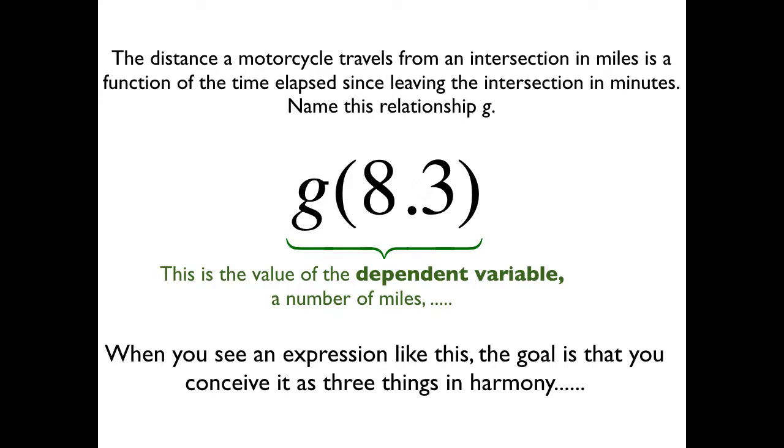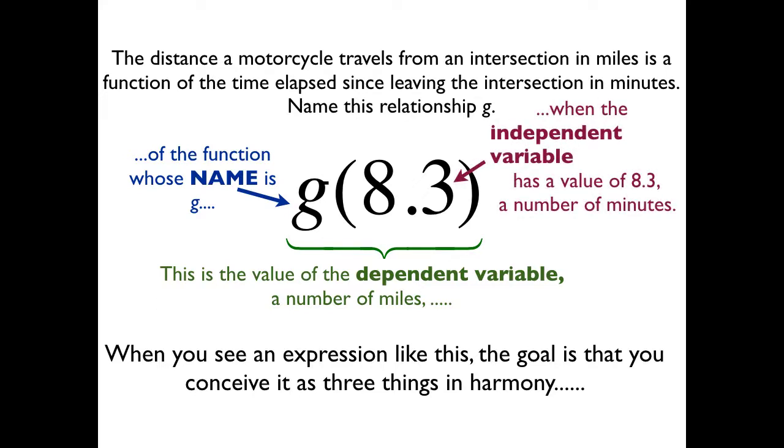If you want to think like order of operations, what comes first? Stuff inside the parentheses. What happens later? What we get as a result of that. So I knew the 8.3 first, and that caused G of 8.3 to happen, if you want to think of it like a procedure. G of 8.3 would be a number of miles, specifically a number of miles that we determine by using this relationship G, knowing that our independent value, the number of minutes, was 8.3 that had passed since the motorcycle left the intersection. So this tells us all of that.